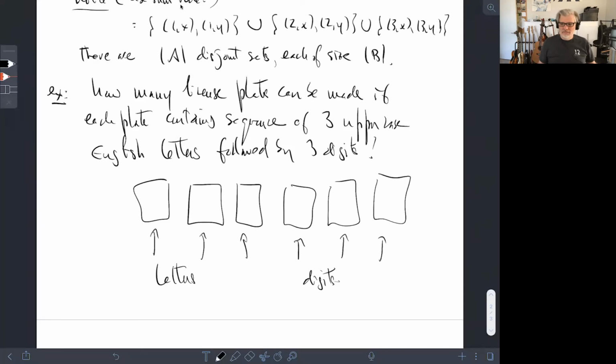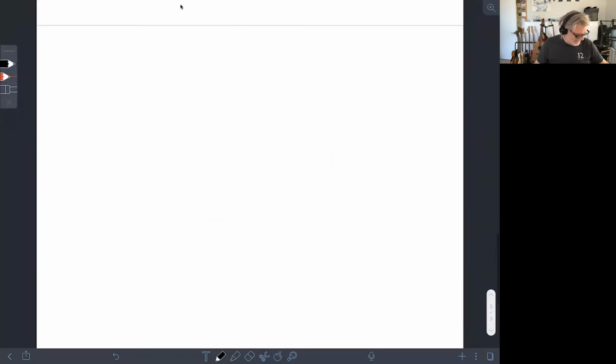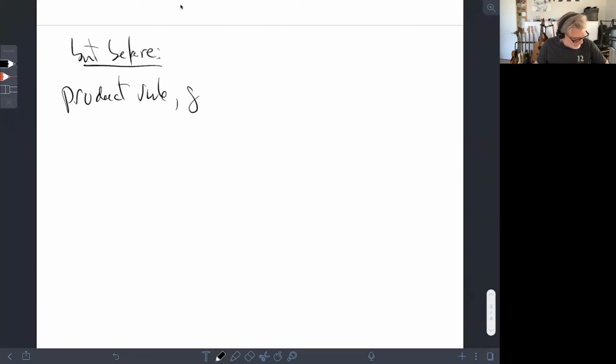Now, I didn't give you the general product rule, which I should have just before this example. Sorry. I'll do it now. Product rule, general form. I hate doing that, but it happens.